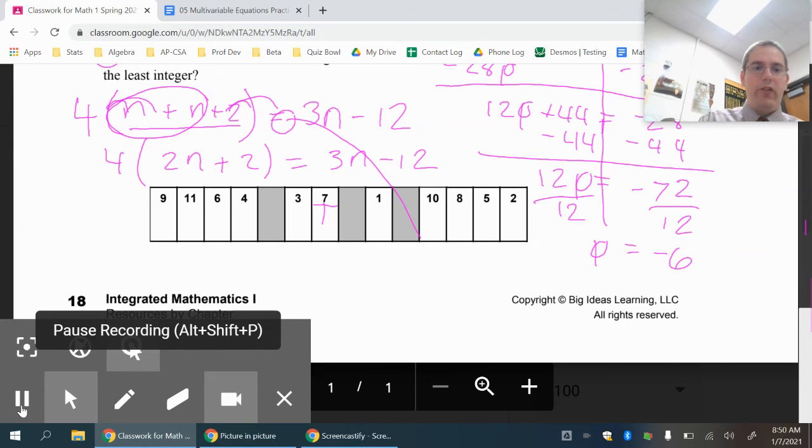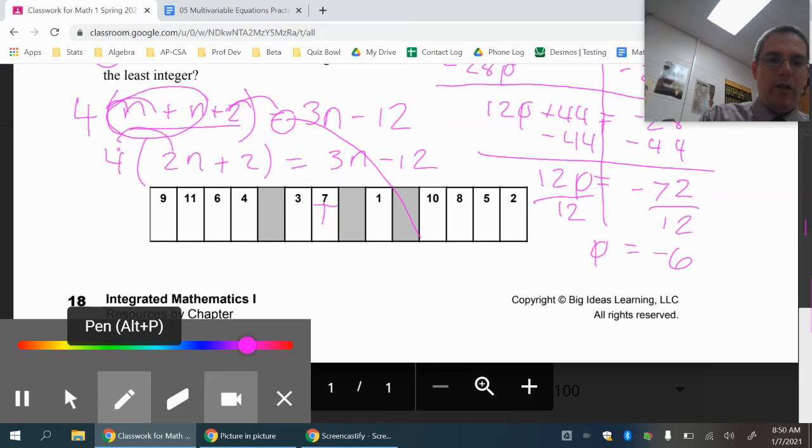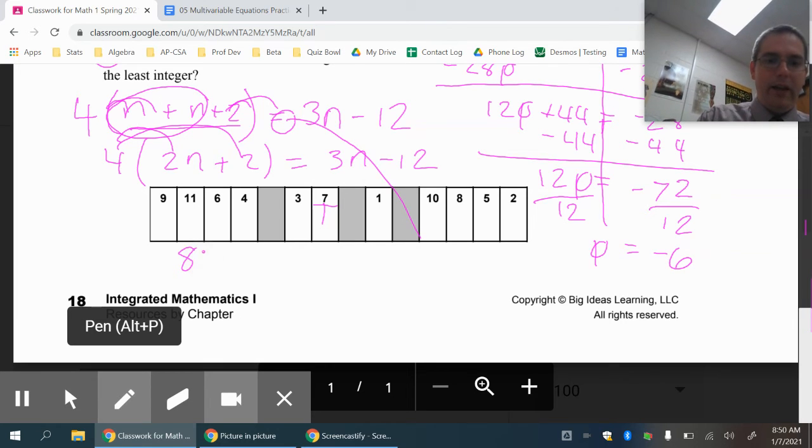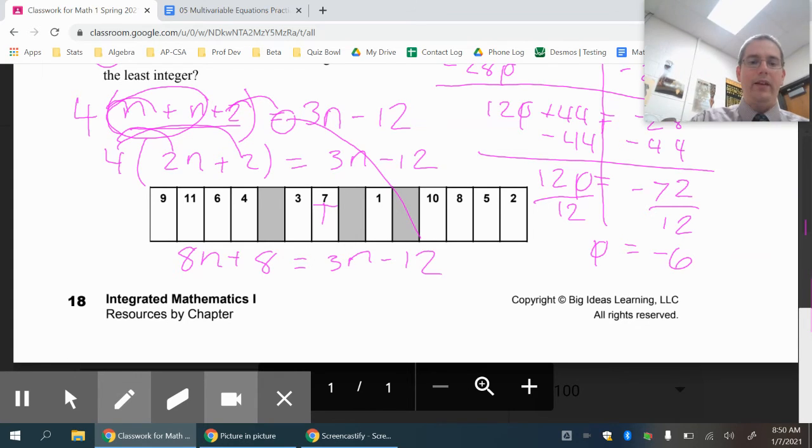I'm sorry, try to distribute the 4 now. So if I distribute the 4 now, I'm going to have 8n plus 8 equals 3n minus 12. I would like to have all my variables on the same side. So subtract 3n. I usually, once again, subtract the smaller of the two just so my n's stay positive. So that gives me 5n plus 8 equals -12.